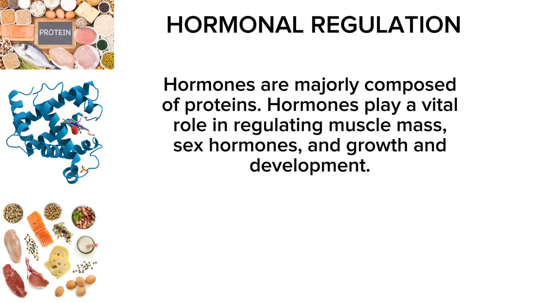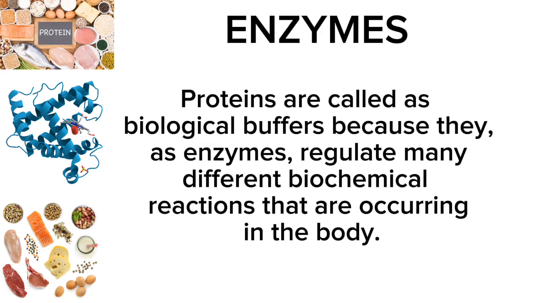The third type of function is hormonal regulation. Hormones are majorly composed of proteins. Hormones play a vital role in regulating muscle mass, sex hormones, and growth and development. So now let's move on to the last type of function: enzymes. Proteins act as biological catalysts because, as enzymes, they regulate many different biochemical reactions that are occurring in the body.